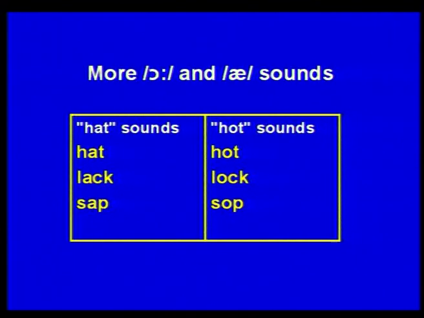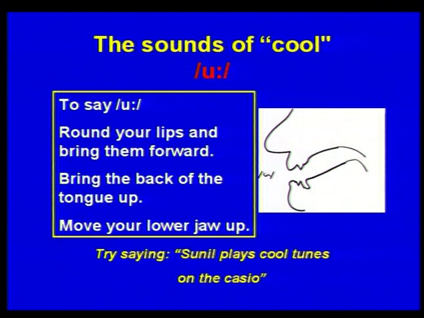A few more examples for getting these sounds right. A and O. You have a long vowel, oo. Round your lips together and bring them forward. Bring the back of the tongue up and also move your lower jaw up. Sunil plays cool tunes on the Casio.